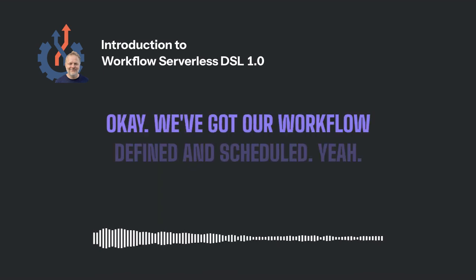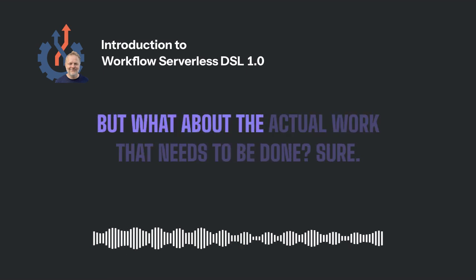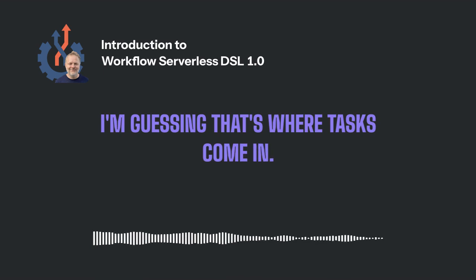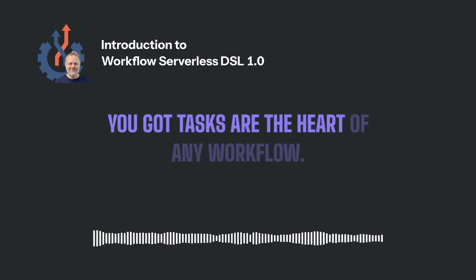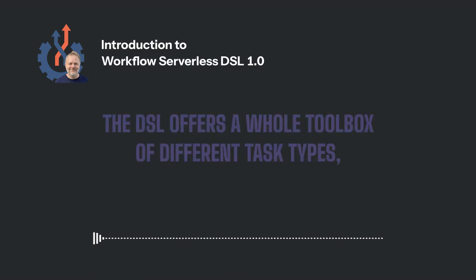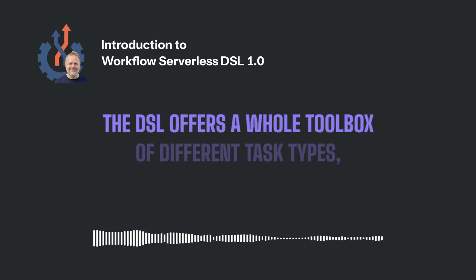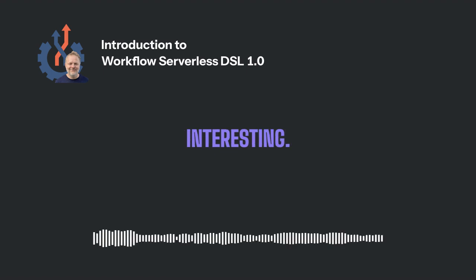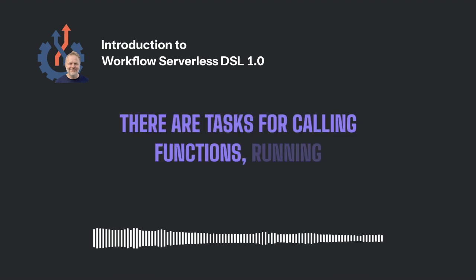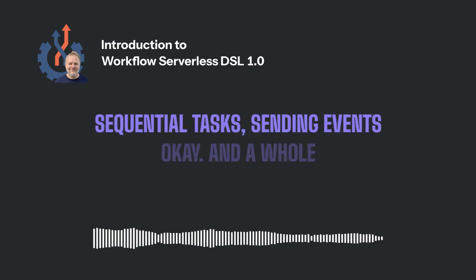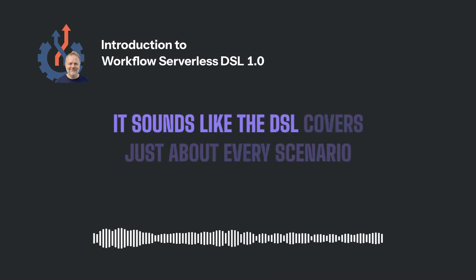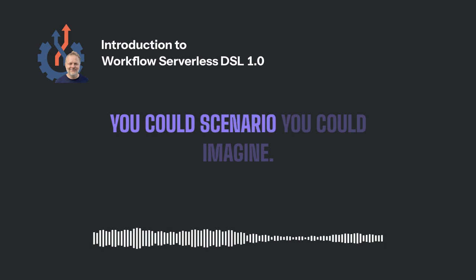Okay, we've got our workflow defined and scheduled. But what about the actual work that needs to be done? I'm guessing that's where tasks come in. You got it. Tasks are the heart of any workflow. The DSL offers a whole toolbox of different task types, each designed for a specific job. There are tasks for calling functions, running sequential tasks, sending events, and a whole bunch more. Whoa, that's a lot of tasks. It sounds like the DSL covers just about every scenario you could imagine.